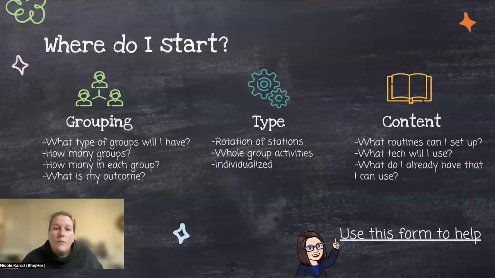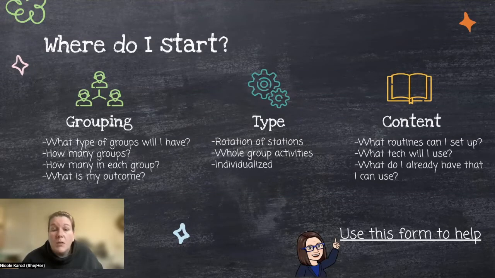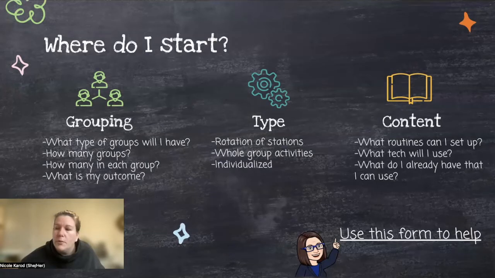So if you have 10 groups and you have 50 minutes, your stations are going to be rather short. So thinking about the amount of time you have, and then how many groups of students you want to have in your classroom, and then how many in each group. So when I think about this piece, I do feel like 3 or 4 is kind of the magic number. Any more than 4, there tends to be less engagement. And then depending on the activity, you may need pairs, or you may need 3 or 4 in order to play a game or something like that.